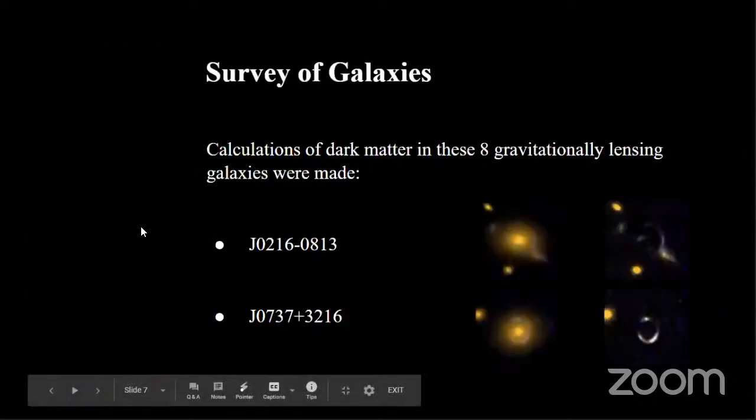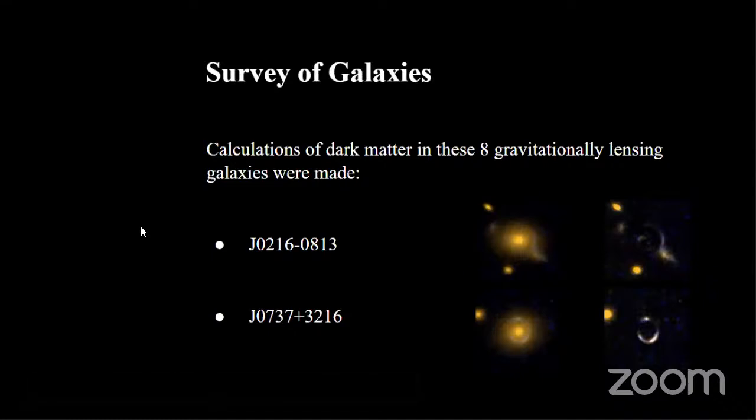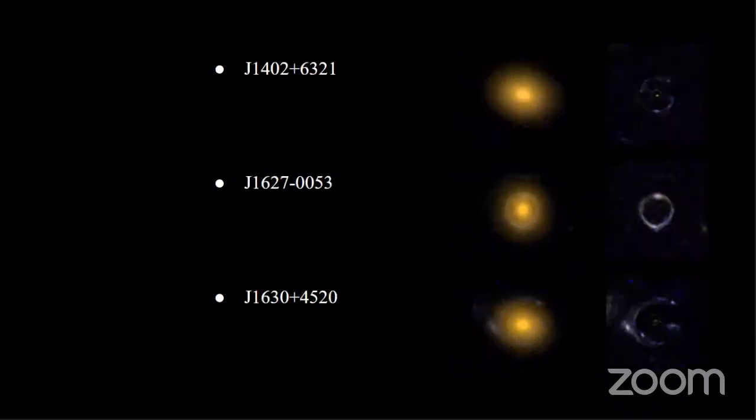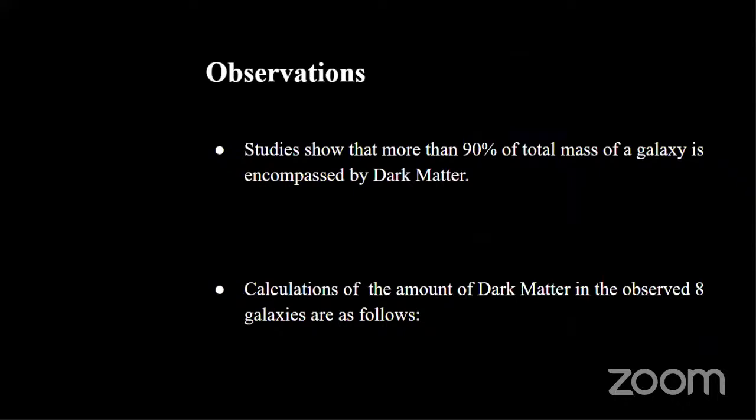I worked on 8 galaxies, which were assigned by Professor Hamilton, and these are the images in 2 different filters, and these are their shortened names. You can see that the gravitational lenses and the Einstein rings are quite visible in these. The studies show that more than 90% of the total mass of a galaxy is encompassed by dark matter.